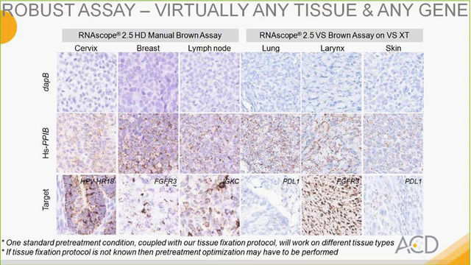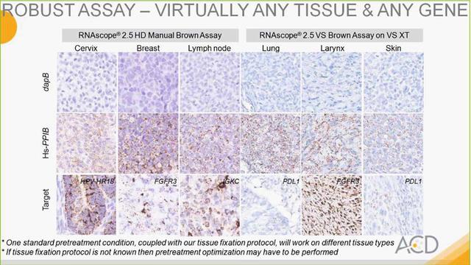We demonstrated little to no DapB background in cervix, breast, lymph node, lung, larynx, and skin tissue, whereas in each of these tissues, we demonstrated punctate spots for the human probe PPIB. Similar results were also seen with stomach and soft tissues. These results suggest that one standard pretreatment condition coupled with our tissue fixation protocol will work on multiple different tissue types. We do want to caution that if the tissue fixation protocol is not known, then pretreatment optimization may have to be performed.